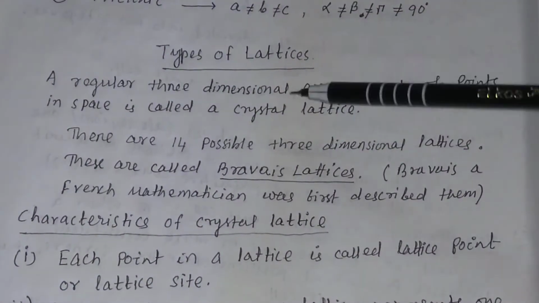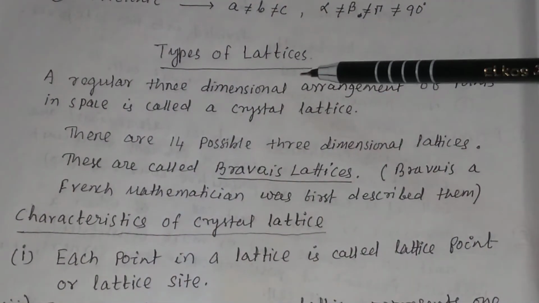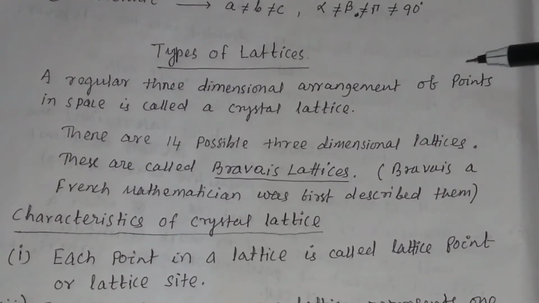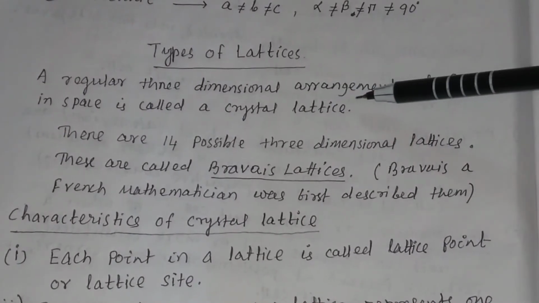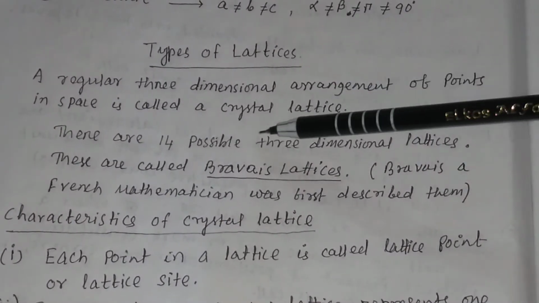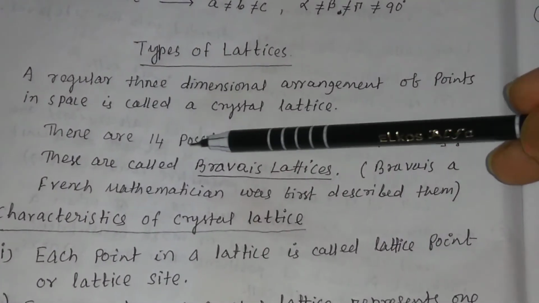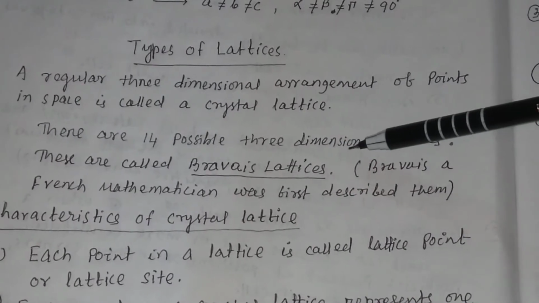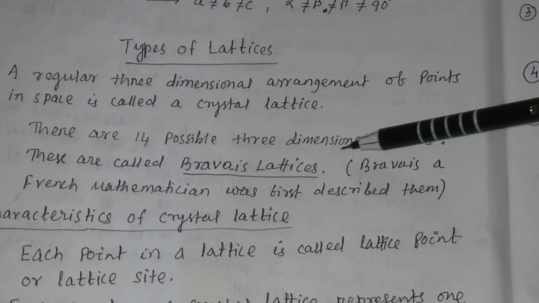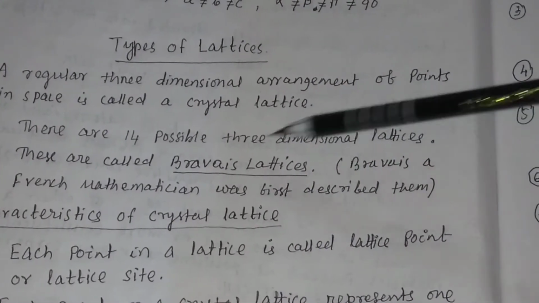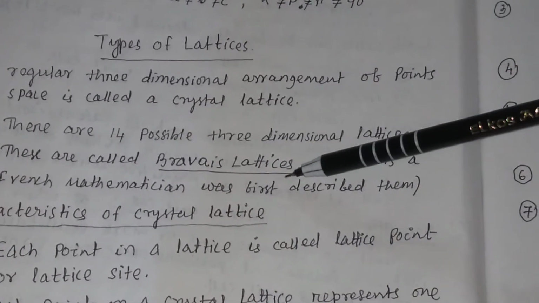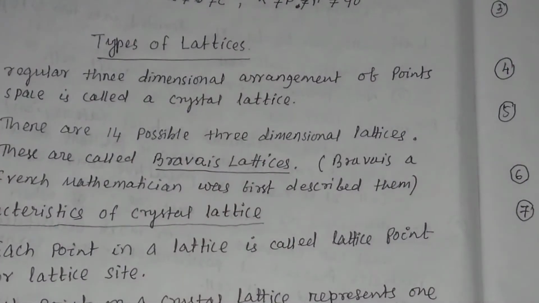Next we will discuss the types of lattices. A regular three-dimensional arrangement of points in space is called a crystal lattice. There are 14 possible three-dimensional lattices. These are called Bravais lattices. Why are they called Bravais lattices? Because Bravais, a French mathematician, first described them.